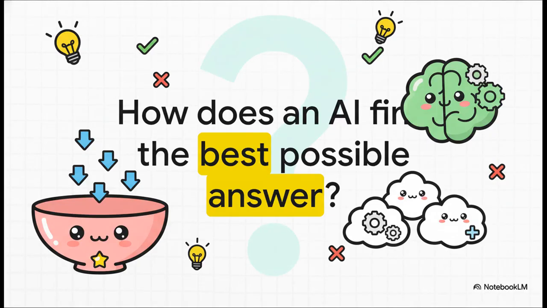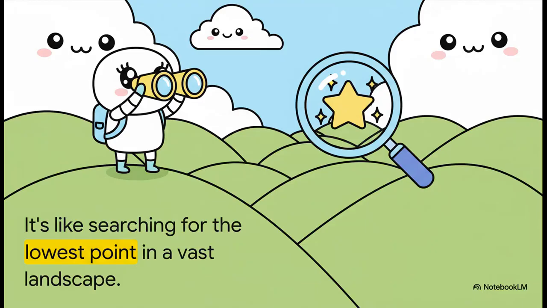All right, so let's really think about this. How does an AI find the best possible answer? I mean, it's one thing to know you're wrong, right? But you need a strategy to find what's right. And in machine learning, best means finding the settings, the parameters that give you the smallest possible error, the lowest possible cost.